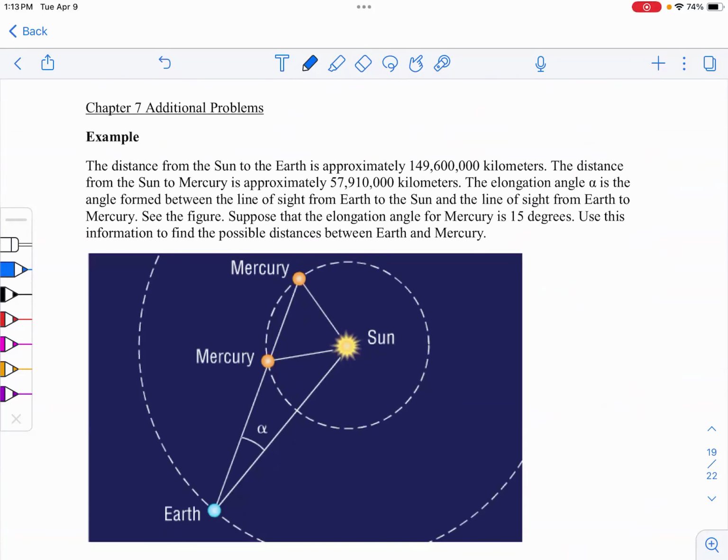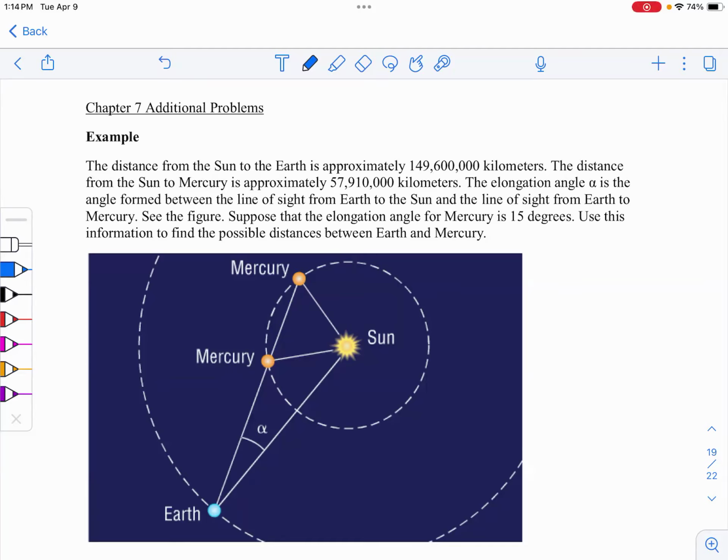All right, let's look at some more in-depth applications. The distance from the sun to the earth is approximately 149 million kilometers. The distance from the sun to Mercury is approximately 57 million kilometers. The elongation angle alpha is the angle formed between the line of sight to the sun and the line of sight to Mercury, as in the figure below. The elongation angle for Mercury is 15 degrees. Use this to find the possible distances between the Earth and Mercury.